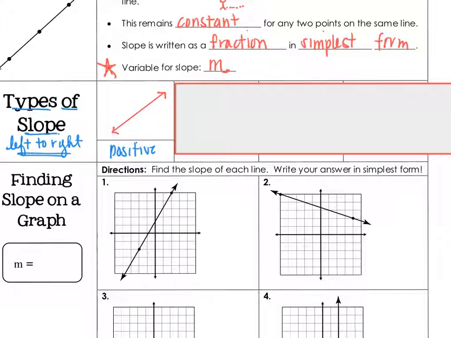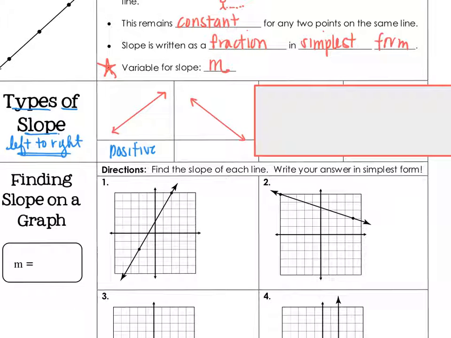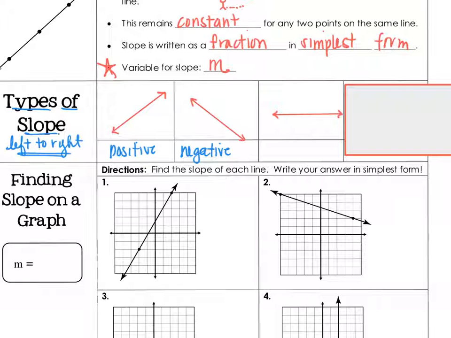In the next type of slope, take a look at this line. We read this line from left to right, and it's going down. So that is a negative slope. This line from left to right, nothing's changed, so there's no change, which means the change is 0, which means the slope is 0.